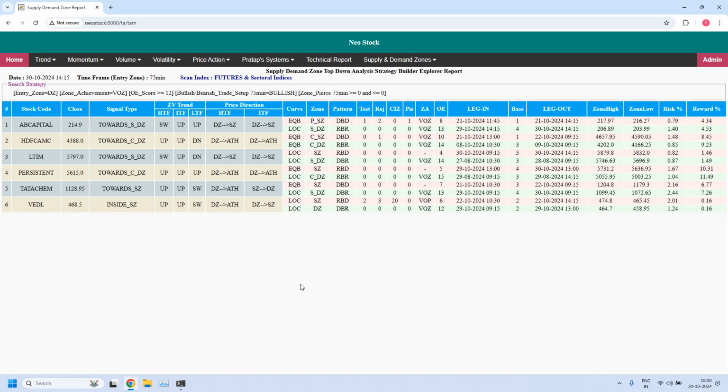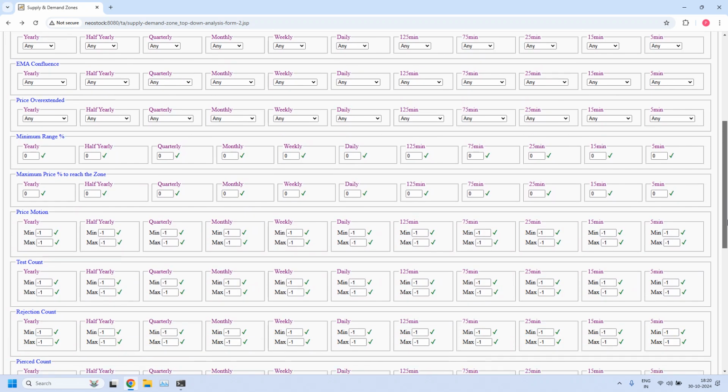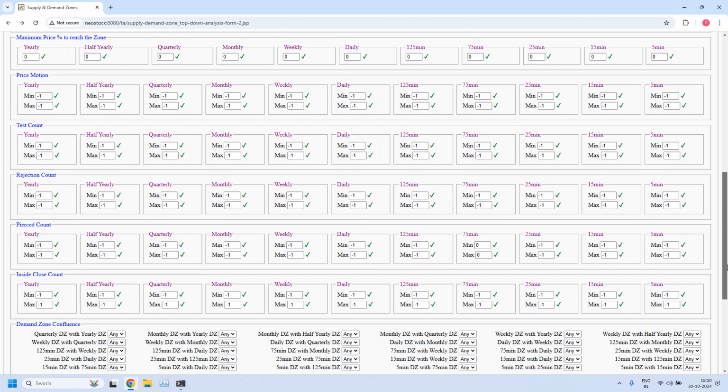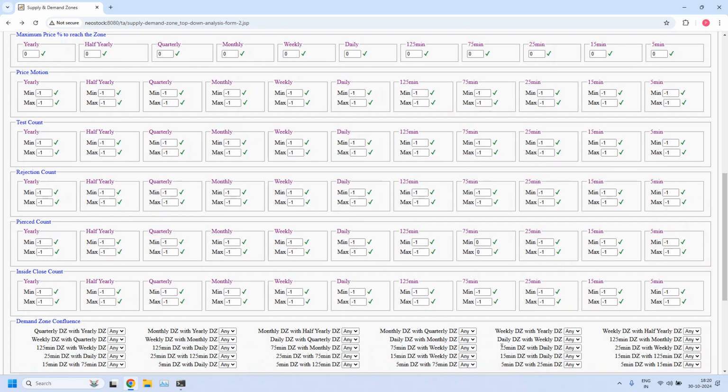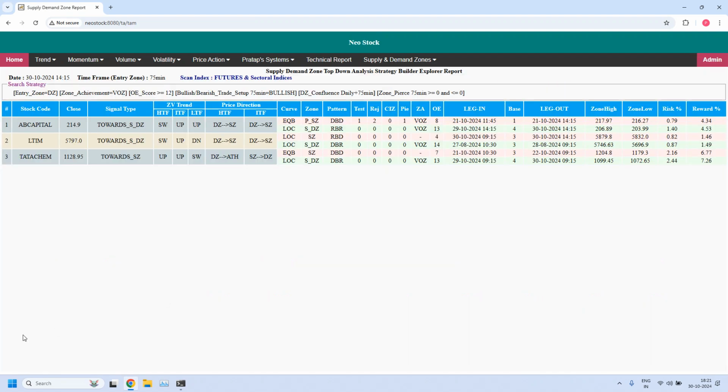And among these 6 75 minutes demand zone, there could be few high probability supported demand zones might be available. Let's verify. The first filter, ITF confluence. That is 75 minutes demand zone confluence with daily demand zone. So I am enabling the filter 75 minutes demand zone with daily demand zone confluence. We got 3 stocks. These 3 stocks are high probability setup supported stocks.